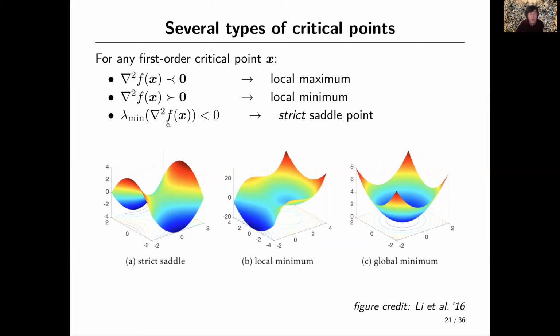If your Hessian has the property that the smallest eigenvalue is strictly smaller than 0, then you are at a so-called strict saddle point. What this means is that if you're at this type of strict saddle point, and you can identify the eigenvector corresponding to the smallest eigenvalue, then if you move your parameter along this eigenvector direction, you can guarantee to decrease the loss value and therefore escape this strict saddle point. Okay.